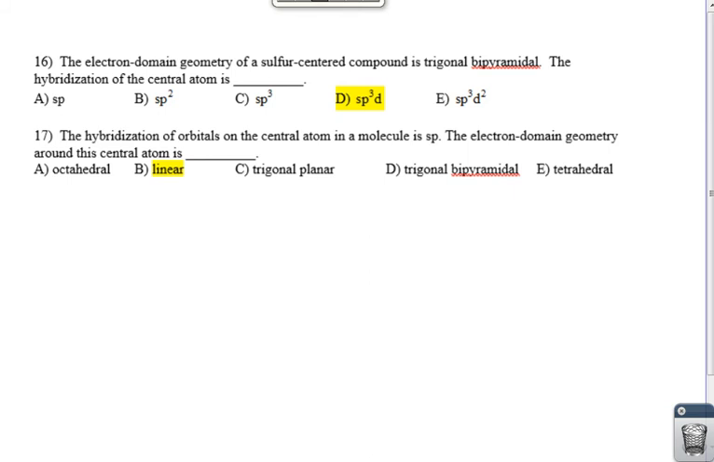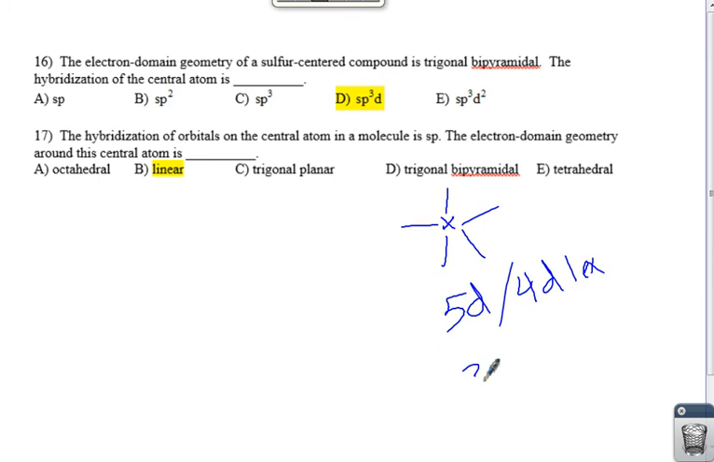letters. 16 and 17. Ooh, finally, hybridization. How did we figure out hybridization? Trigonal bipyramidal, let's draw that. You've got the central atom, 1 up, 1 down, 1 bond, another bond, another bond. You've got bonds in 5 directions, or maybe you have bonds in 4 directions and 1 extra pair, or you've got 3 directions and 2 extra pairs, or some combination for a total of 5 electron domain geometries.